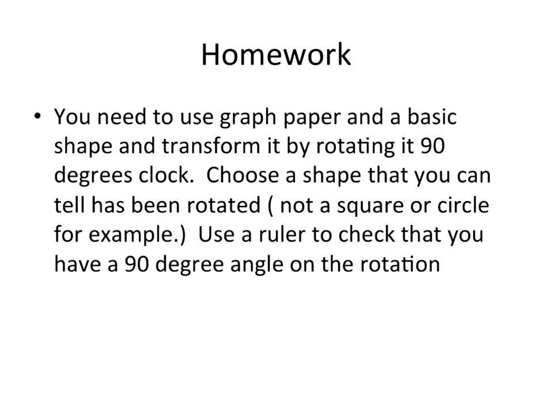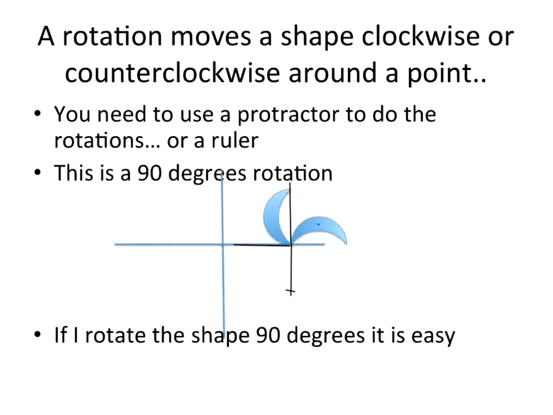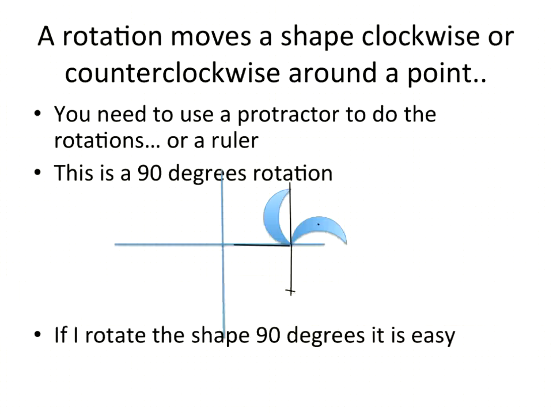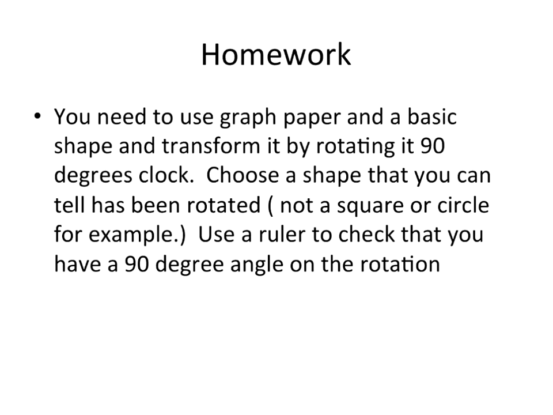It's really hard to tell if a circle's been rotated, or a square. So you'll notice that when I was doing mine, I used a heart, and then I used this crescent shape. That was just to make it easy to see that it had changed. So you don't want something that is symmetrical. Use a ruler to check that you have a 90-degree angle on the rotation. So you know that that would mean, of course, that you would form this perfect square.